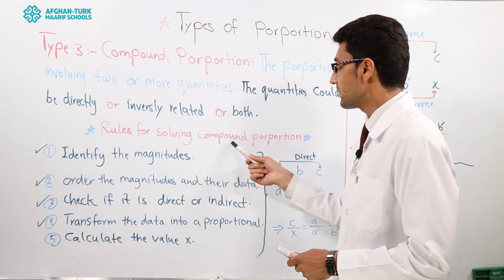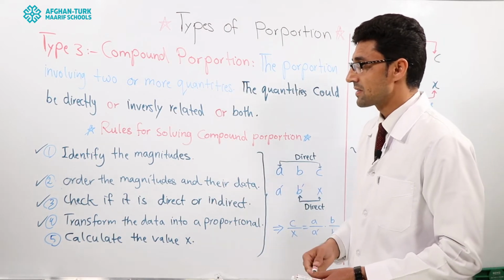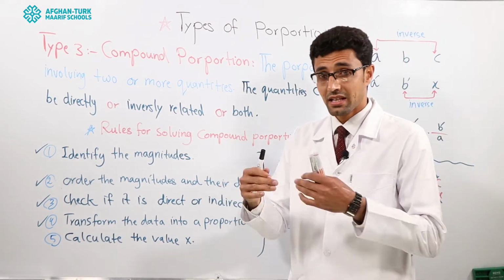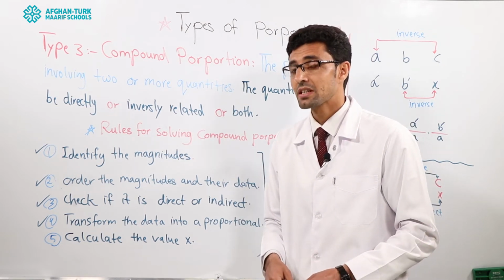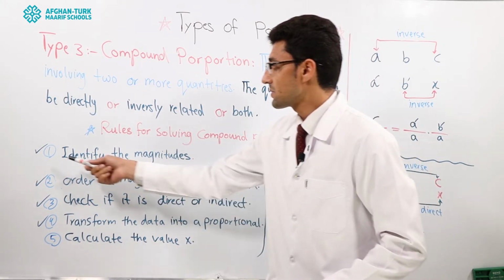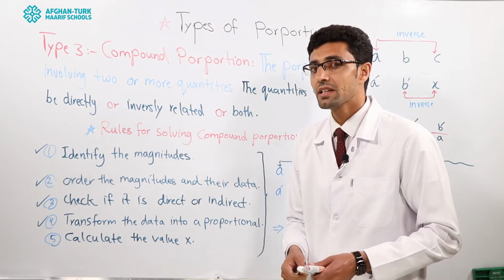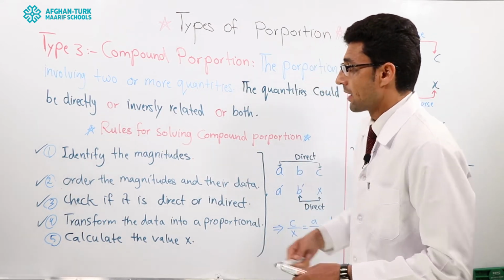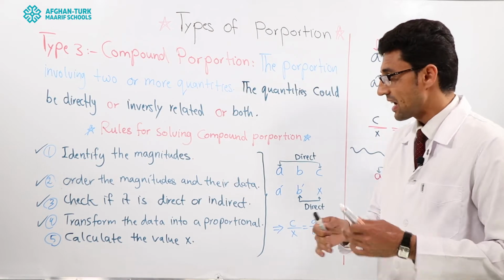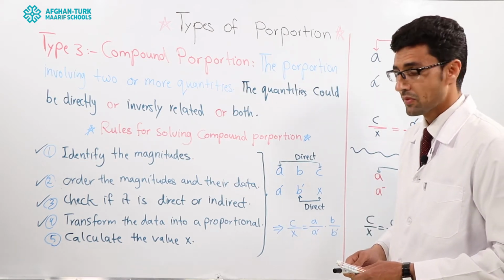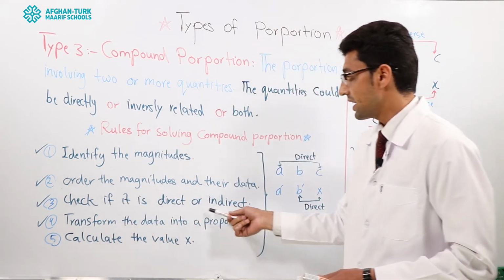Rules for solving compound proportion. I categorized for you 5 rules that if you follow these steps, you will solve the compound proportion correctly. The first one, identify the magnitudes. It means that you have to know what the magnitudes are. Then when you understand the magnitudes, order the magnitudes. It means arrange them. I will show you by some examples. Check if it is direct or indirect.